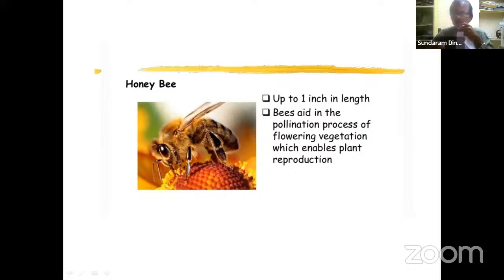Then beeswax soaps are being made by several non-governmental organizations and sold. Of course, they are also selling pollen collected by bees. So it's a fantastic field, and it is giving a lot of revenue. There are several women's groups who are doing honeybee rearing.